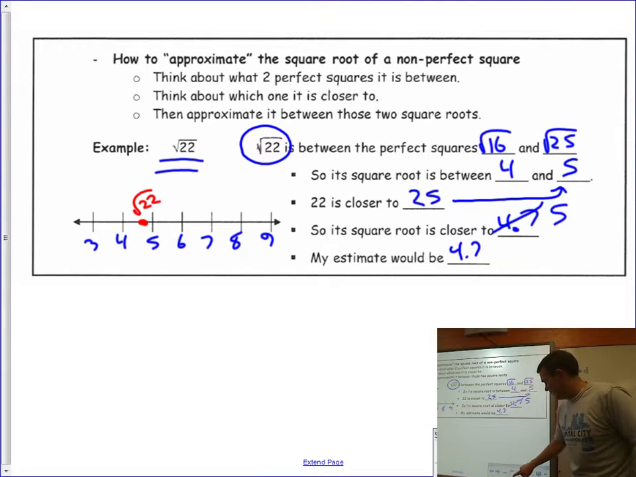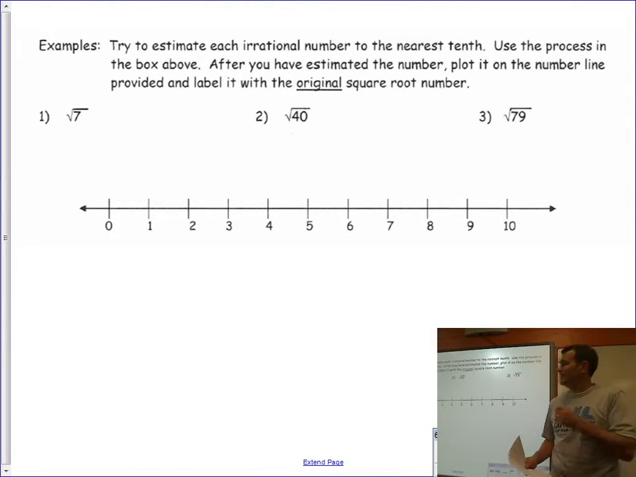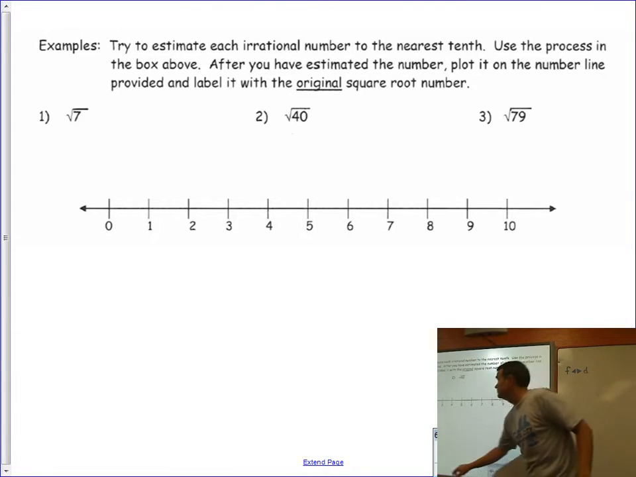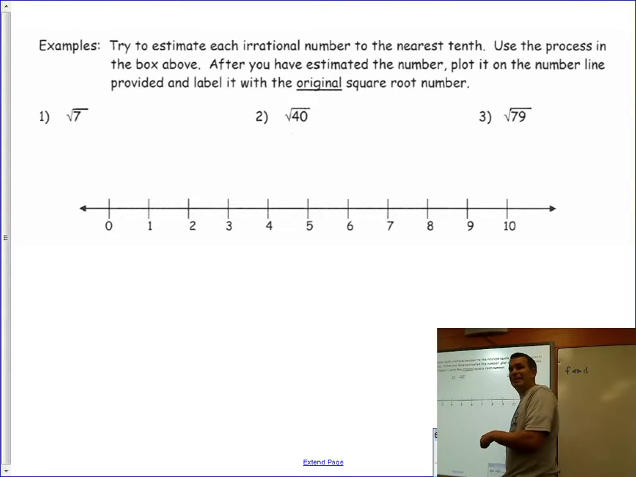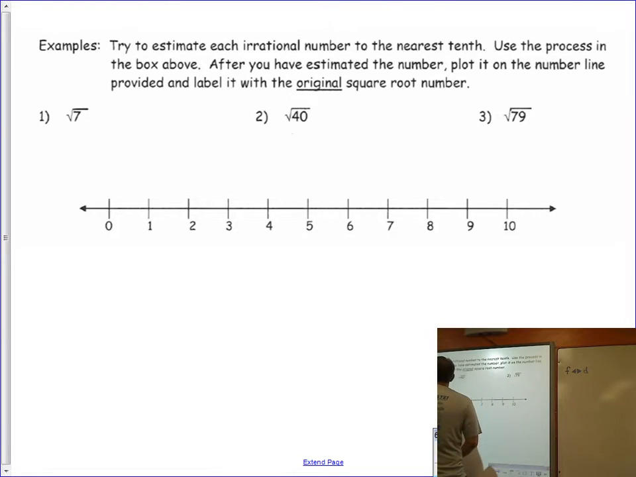Let's do a few examples, and we'll be done. All right, so I have 3 examples here. Again, if you want to turn off the video and then try it yourself and come back, give it a shot. Let me go over them. So I'm going to try to estimate each one the same way I did before. First, I'm going to name 2 perfect squares on each side.